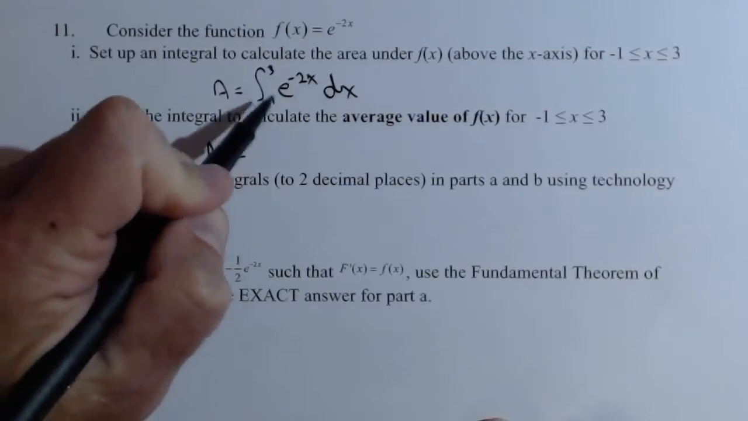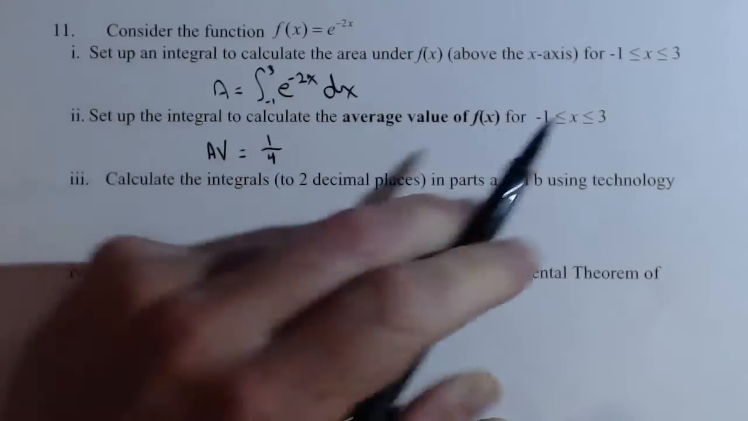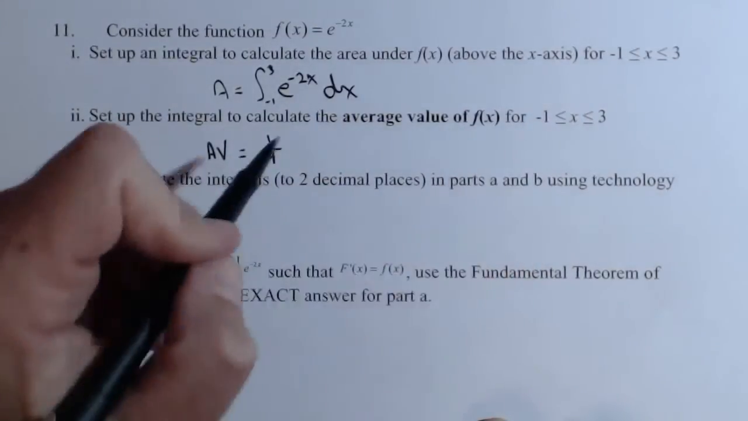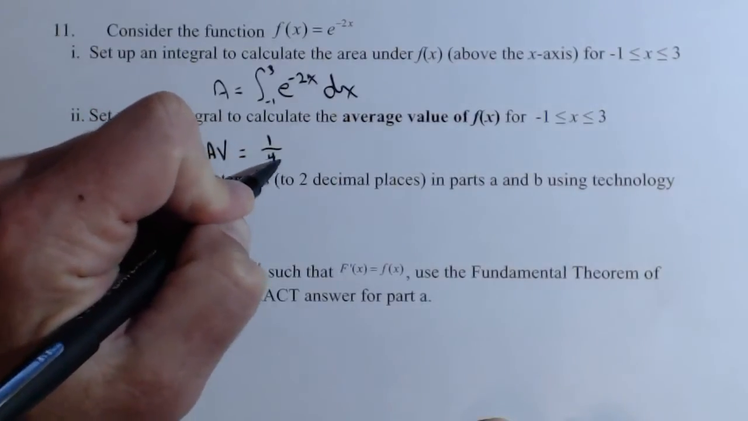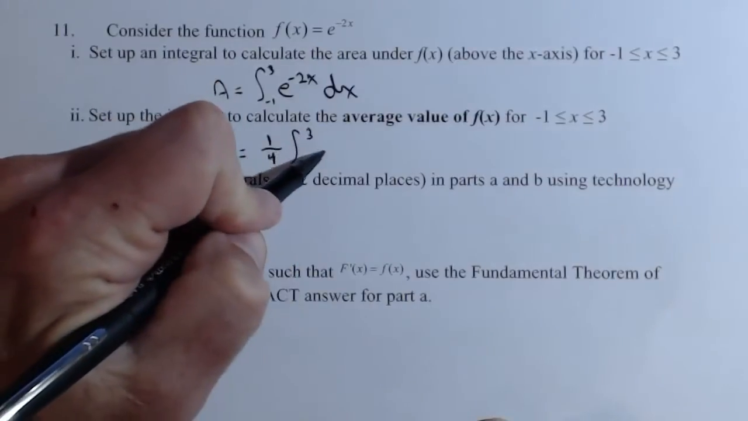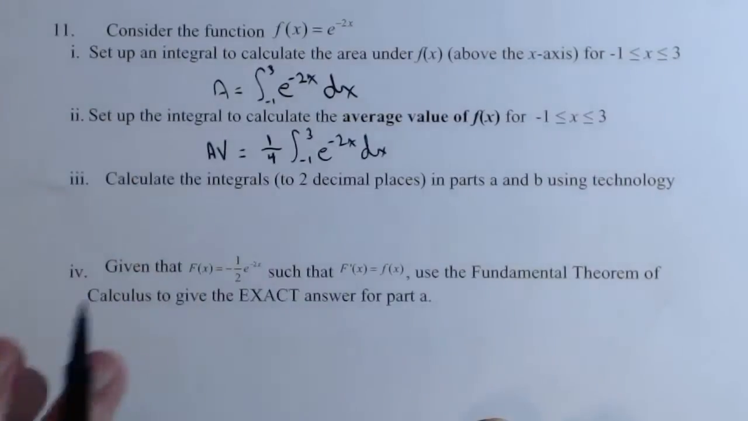Now in calculating the average value, it's very similar, except we have to divide by the length of the interval, so 1/4. Now where's the 4 coming from? 3 minus negative 1 gives me 4. So that's 1 over b minus a, basically. Then from negative 1 to 3, e to the negative 2x dx.